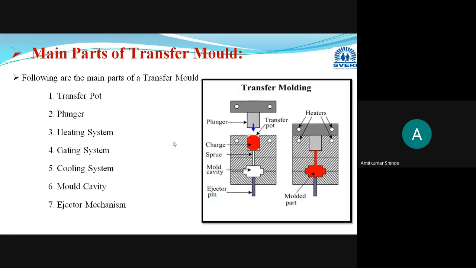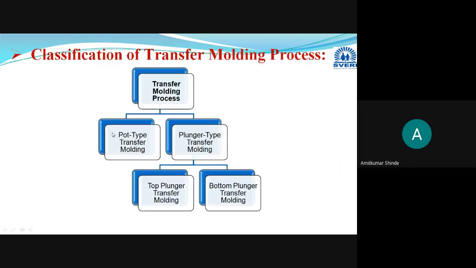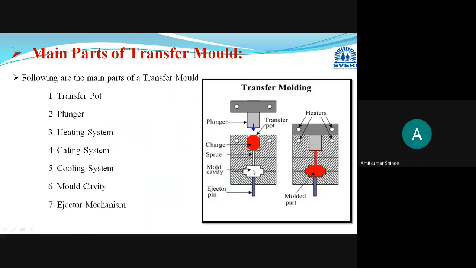As we have discussed, this is the basic diagram. When the raw material or charge is transferred through vertical channels like the sprue, the process is termed the pot type transfer molding process. When the charge or preform is transferred from the transfer port of the shooting cylinder into the mold cavity through vertical channels like the sprue, it is termed pot type. And when the transfer from the transfer port to the mold cavity is done through lateral or horizontal channels like gates and runners, it is termed the plunger type transfer molding process.